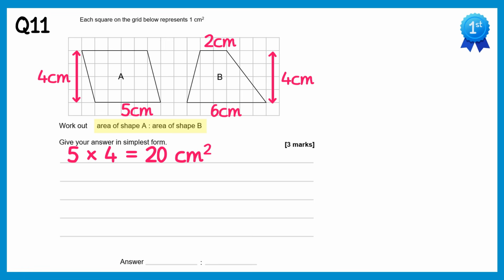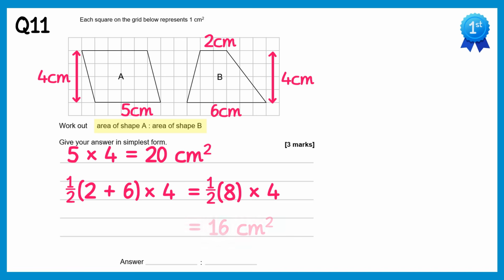We can now use the formula for the area of a trapezium, which is 1/2 times the sum of the parallel sides, so that's the 2 and the 6, so 2 plus 6, times the perpendicular height, which is 4. If we add together the 2 and the 6 here, we get 8, so it's half of 8 times 4. Now you can do half of 8, that's 4, and times that by 4 gives you 4 times 4, which is 16. So we found the areas of shape A and shape B is 20 and 16.